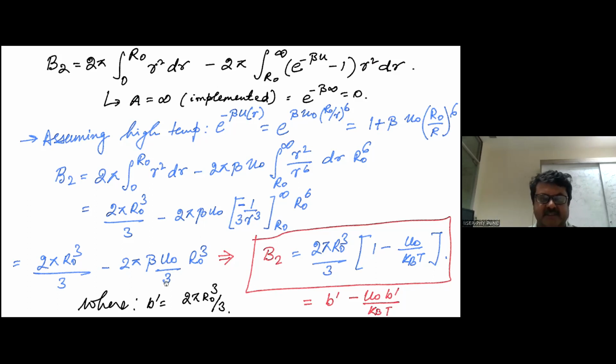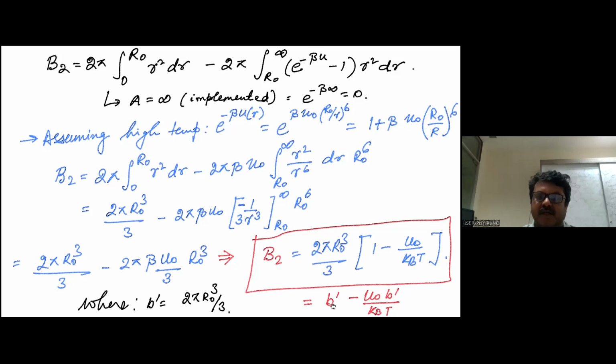This 3 is sitting here, r0 cube. And from this term, you already had 2 pi r0 cube by 3. Remember, r0 is the diameter. In that case, you get a closed form for B2. You're taking your 2 pi r0 cube by 3 common, and you get 1 minus u0 by kBT. See, u0 and kBT have the same energy units.